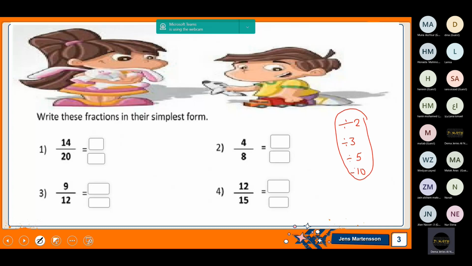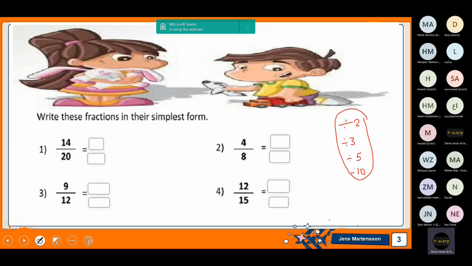Later on in grade 6, you will see a new way, which is easier but more complicated than grade 5 of how to simplify. So first of all, let's see now in grade 5 how to simplify the fractions.